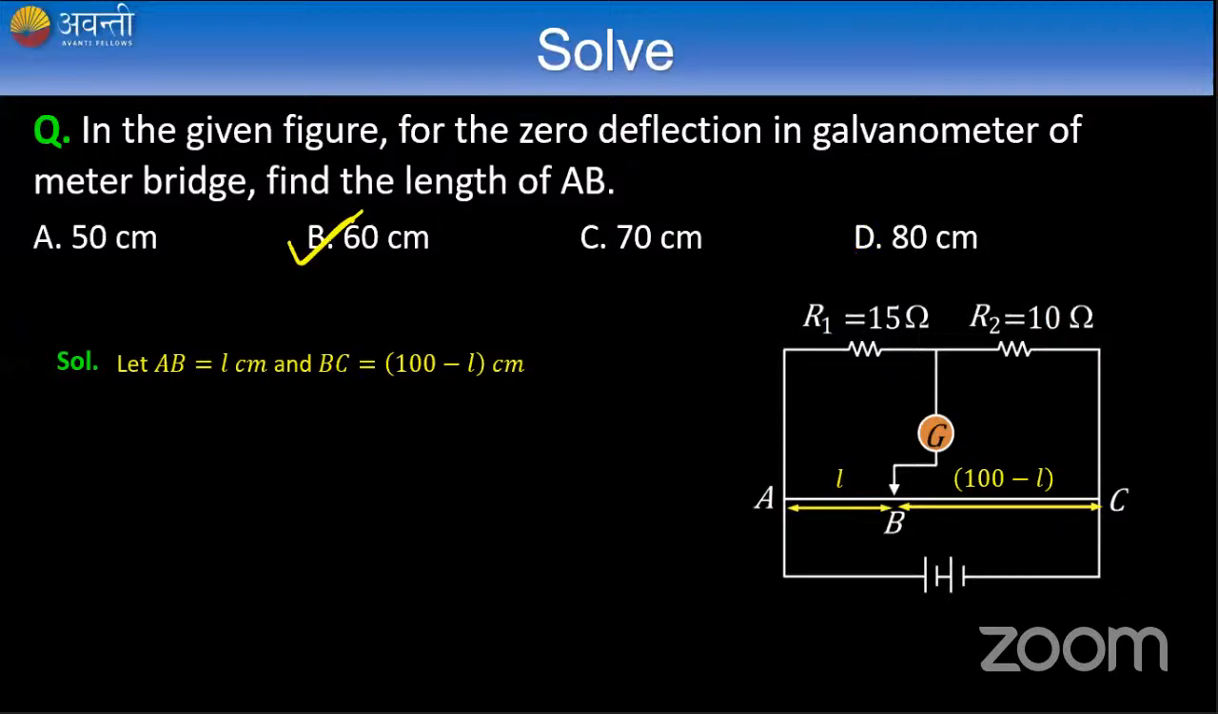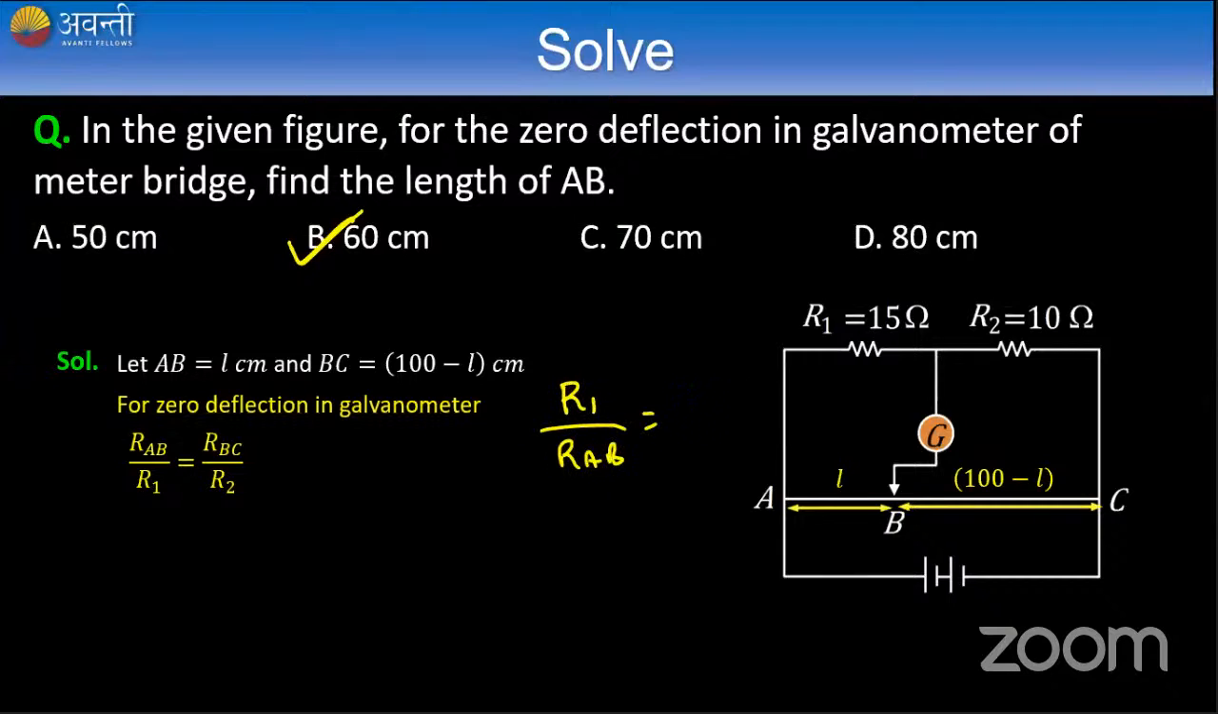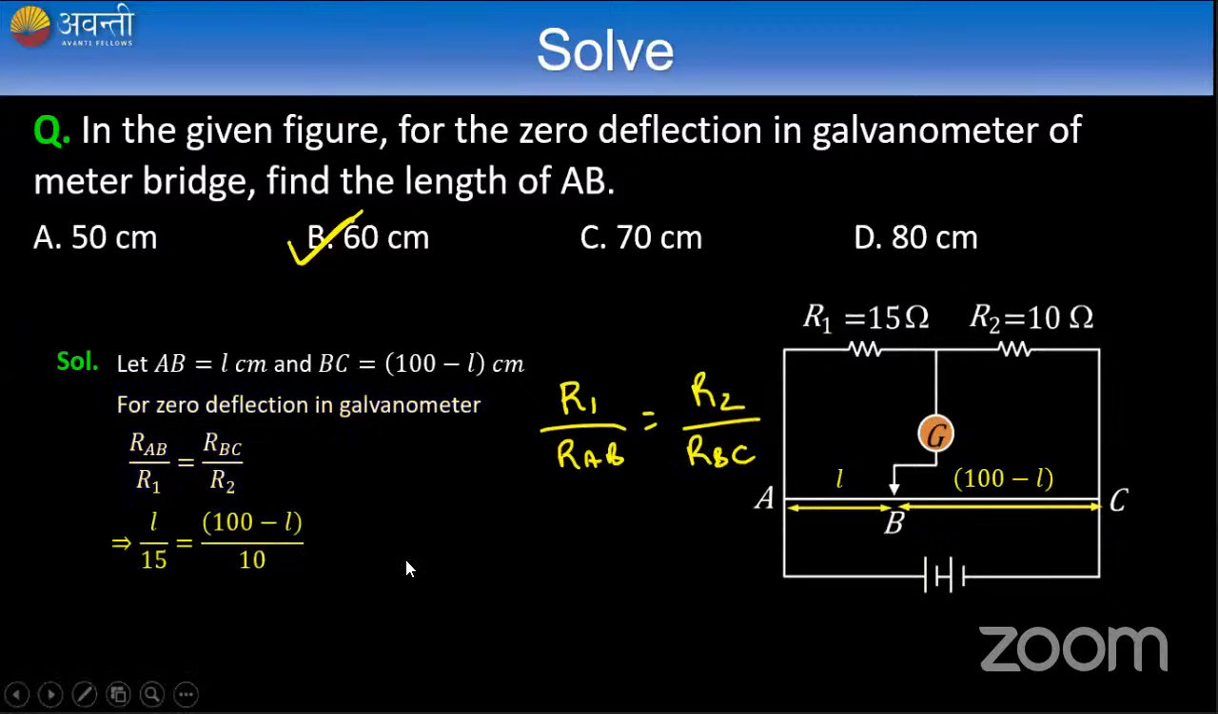The length AB, we know that length AB is length L. Let us consider length AB is equal to L, and length BC will be 100 minus L. For zero deflection galvanometer, we know that R1 by RAB will be equal to R2 by RBC. We studied it as R1 by RAB equals R2 by RBC. Whatever it should be, the ratio. So going this way, 15 upon L should be equal to 10 upon 100 minus L.